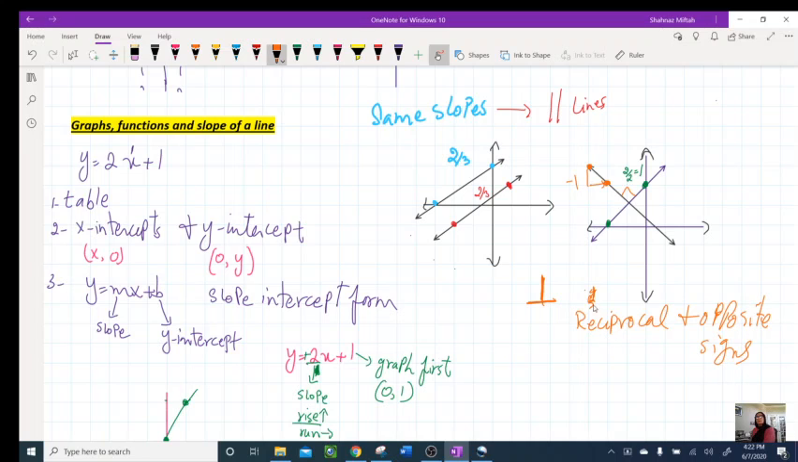Okay, what does reciprocal mean? For example, the green slope is 1 over 1, right? If I want to make a reciprocal with the opposite sign, then it's going to be negative 1 over 1, isn't it? So that's what reciprocal means. So this is perpendicular. The perpendicular lines have reciprocal and opposite signs for the slopes. And this one, same slopes. And this one is reciprocal with opposite signs.